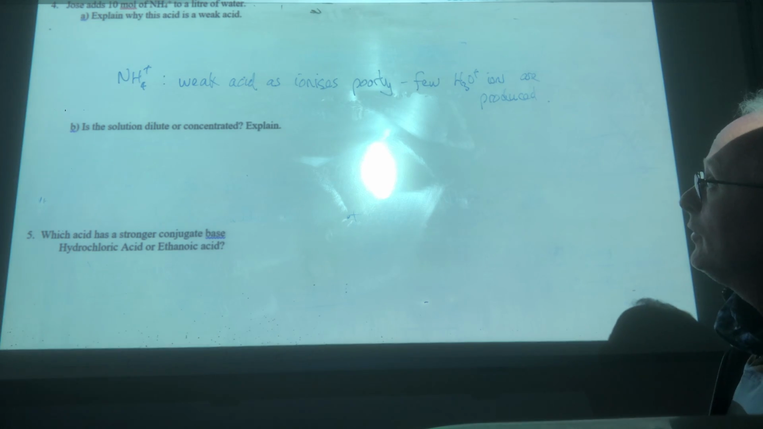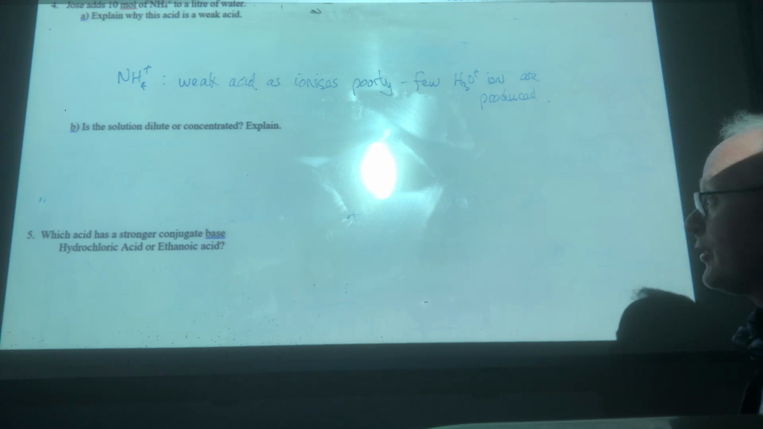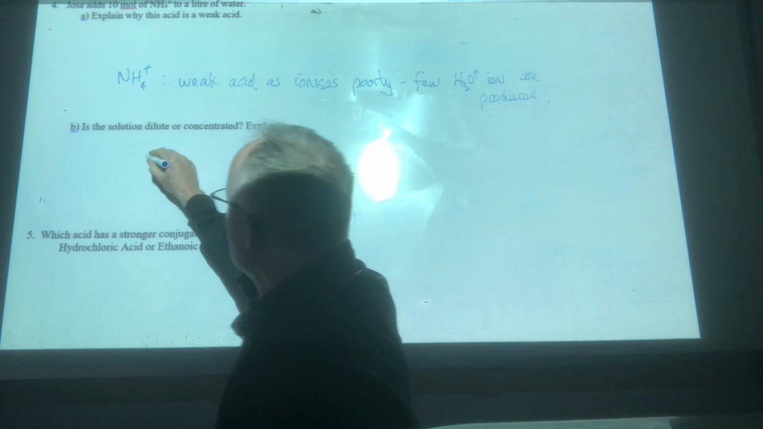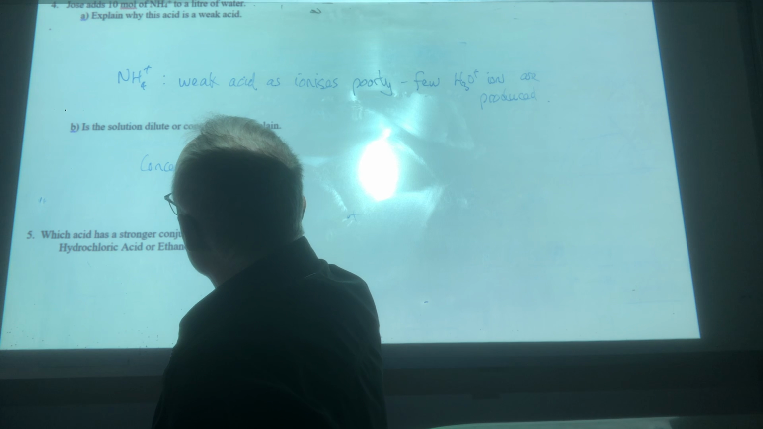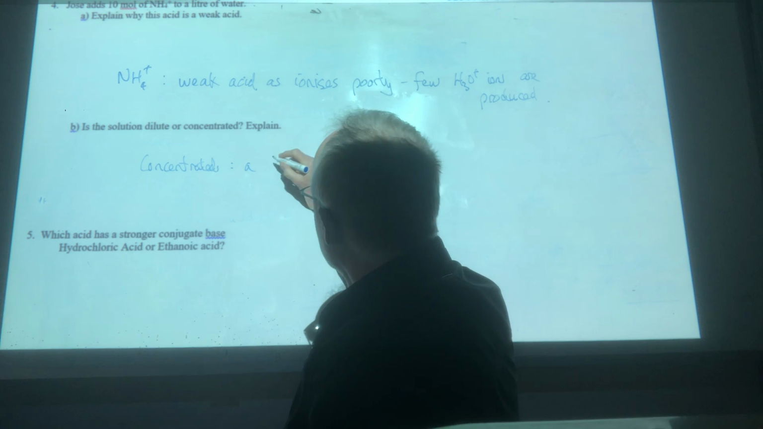Concentrated or dilute? Well, if we're adding 10 moles of ammonium to a litre of water, that is a concentrated solution. A large amount has been added to a litre of water.